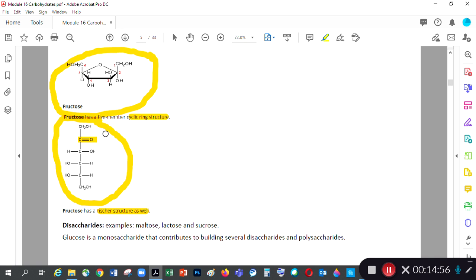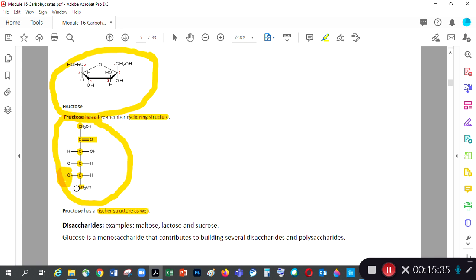And then it will be keto. Then you start counting the number of carbons: 1, 2, 3, 4, 5, 6. Correct? So this is a keto, and then you look at the OH here, left or right. This is left, so it will be L. So the name of this will be L, correct? L, because the last OH is at the left. L, and this is keto. Correct? And 6, hexose. Keto hexose.